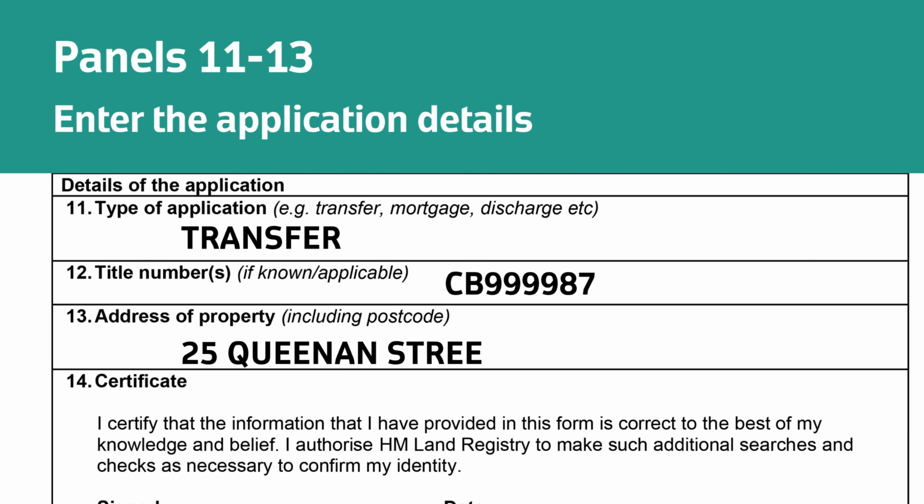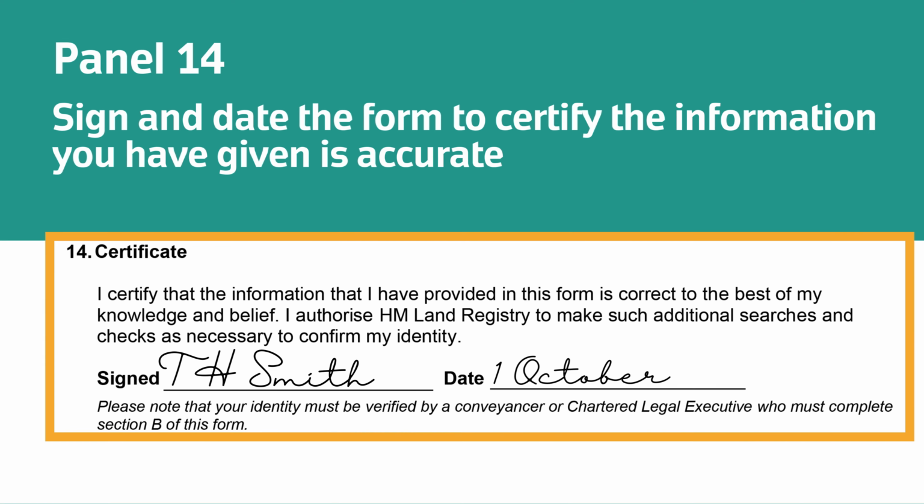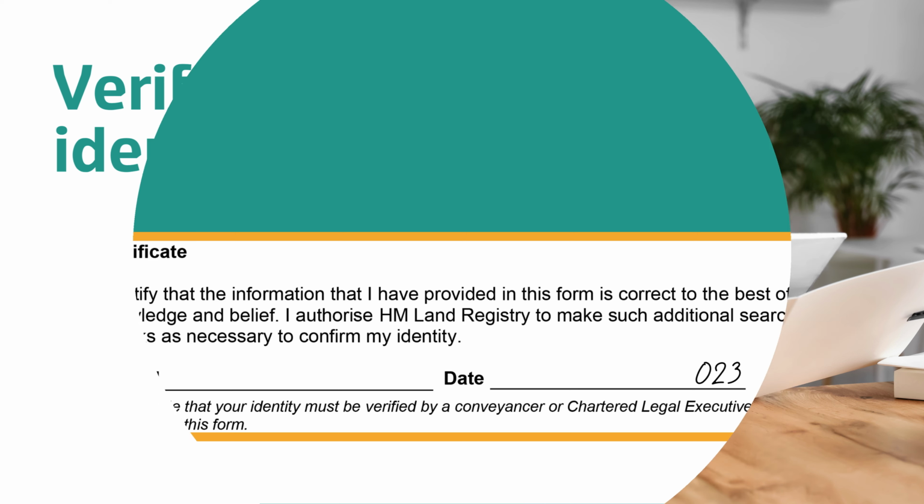In Panel 13, write out the full address of the property, including the postcode. If it is a piece of land, give a brief description, for example, land adjoining 2 High Street, Peterborough. Sign and date the form in Panel 14 to certify that the information you have supplied is accurate.